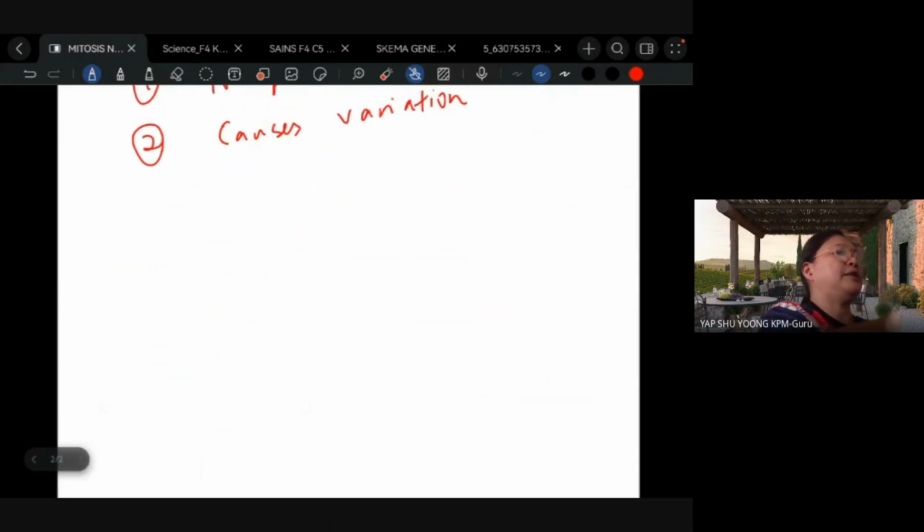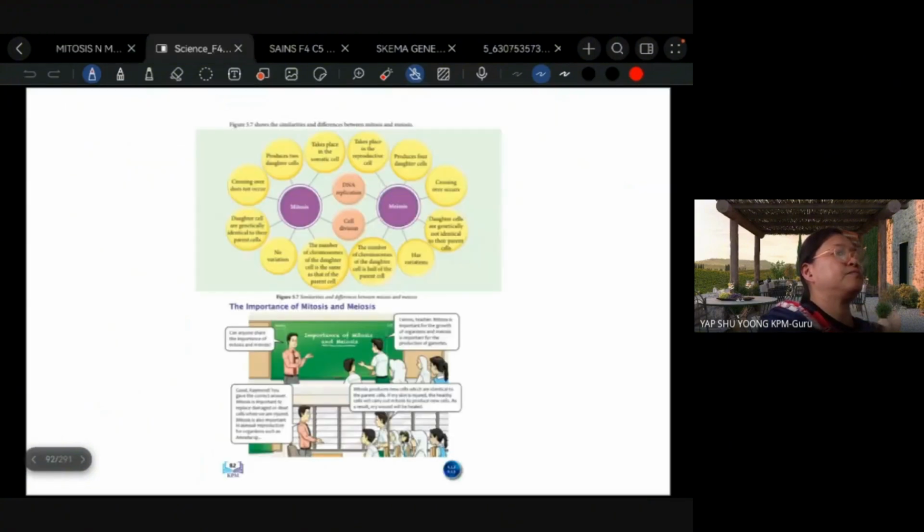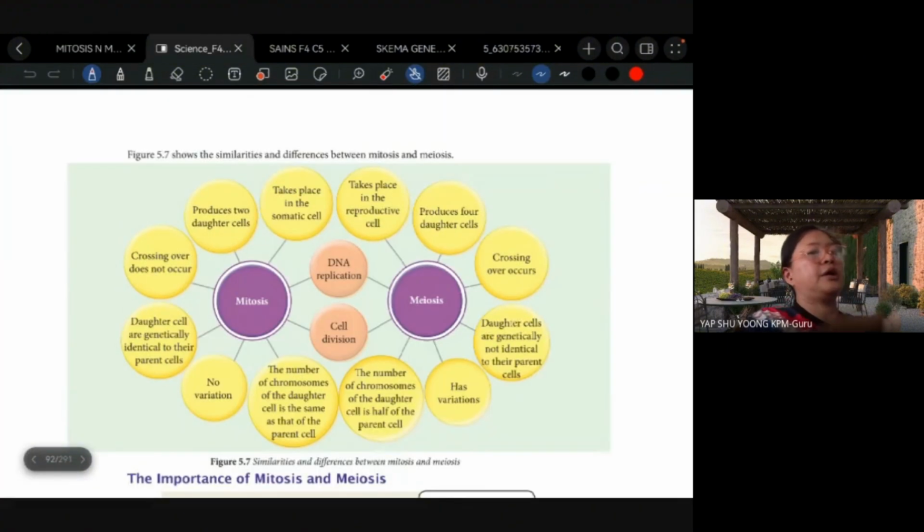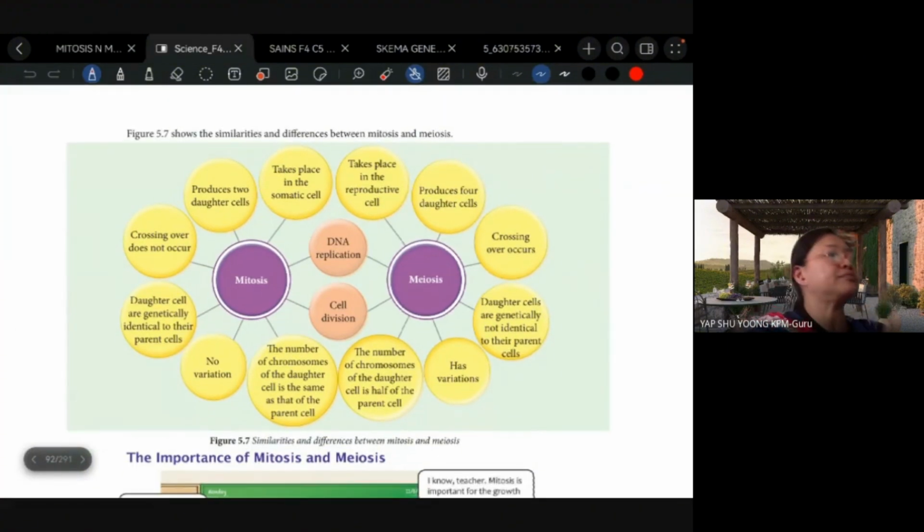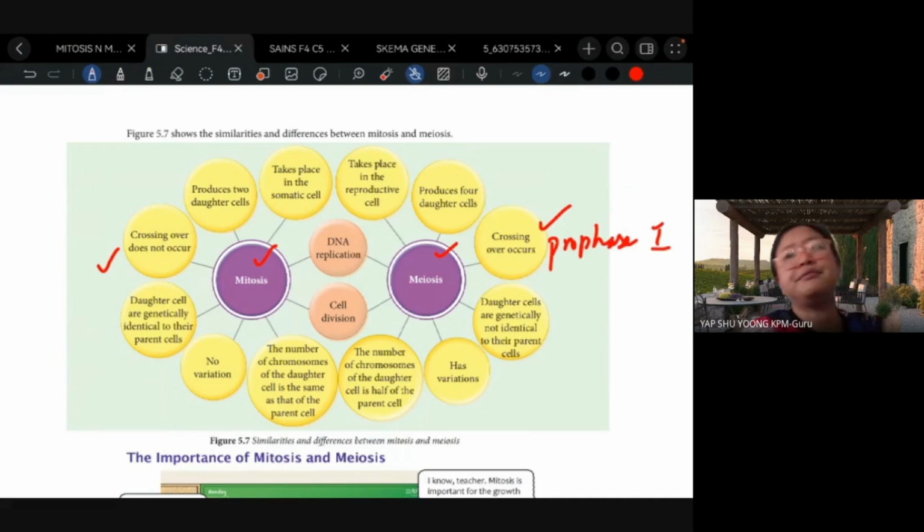Okay, next we go to the comparison between mitosis and meiosis. In mitosis, crossing over does not take place. For meiosis, crossing over takes place only at prophase 1. Next, mitosis produces 2 daughter cells. Meiosis produces 4 daughter cells.